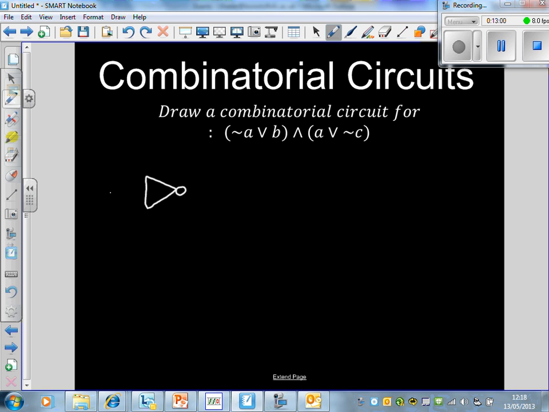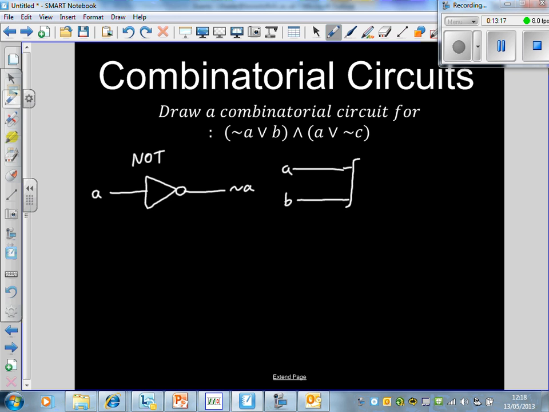So, if we ignore the question for the minute, we have this symbol here. Now this represents not. If we have a Boolean variable going through this gate, it will turn it into a not A. This is what we call a not gate.